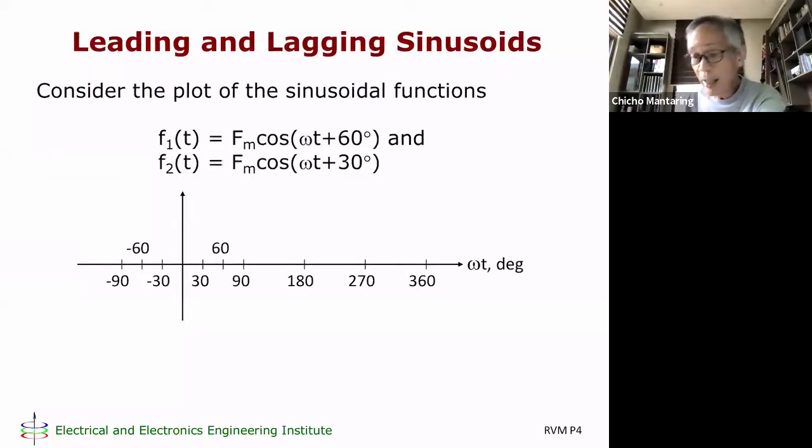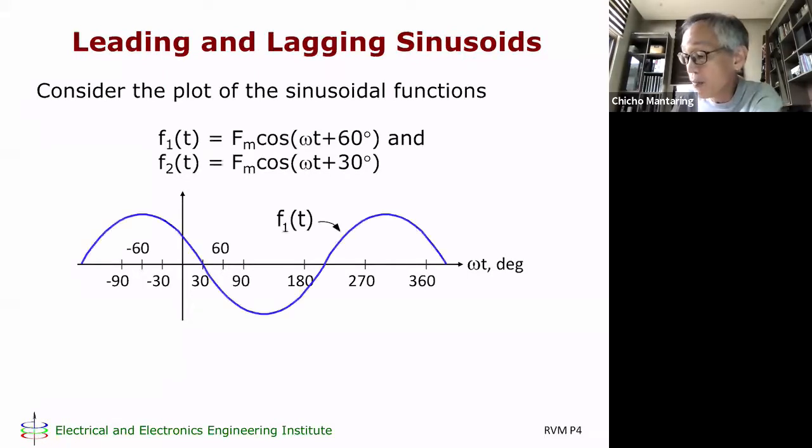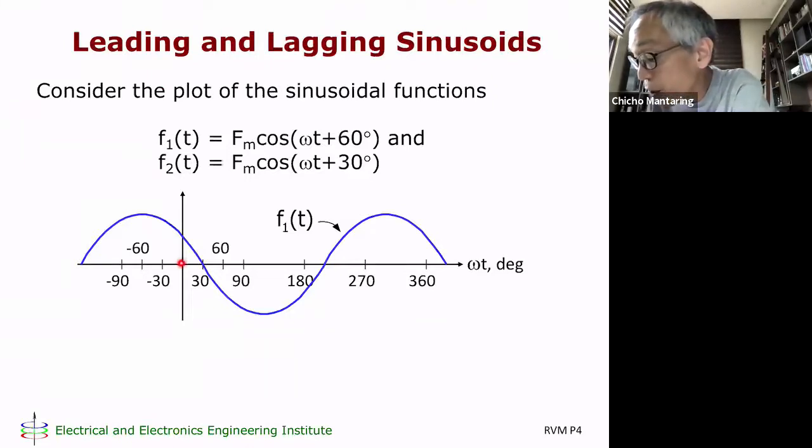Okay, let's study the concept of leading and lagging sinusoids. Consider the plot of two sinusoidal functions, f1 of t, which has a phase angle of 60 degrees, and f2 of t, which has a phase angle of 30 degrees. Ito yung f1 of t. At t equal to 0, meron tayong 60 degrees. Nauna na to by 60 degrees.